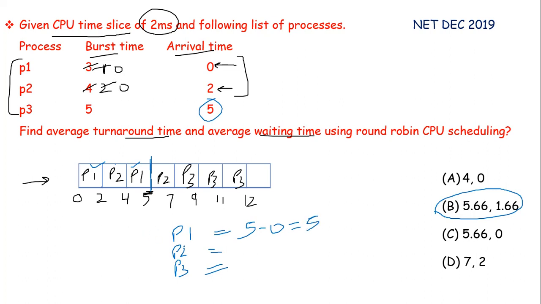Now let us see for P2. P2's last point is at 7 unit. So 7 minus its arrival time, that is 2. So total turnaround time for P2 is 5. And same way for P3, it executes fully at 12 unit time. So 12 minus its arrival time, that is 5. 12 minus 5 will be 7. Now average of these three values 5, 5, 7 will be 5.66. That is our option B. So correct answer for this question will be option B.